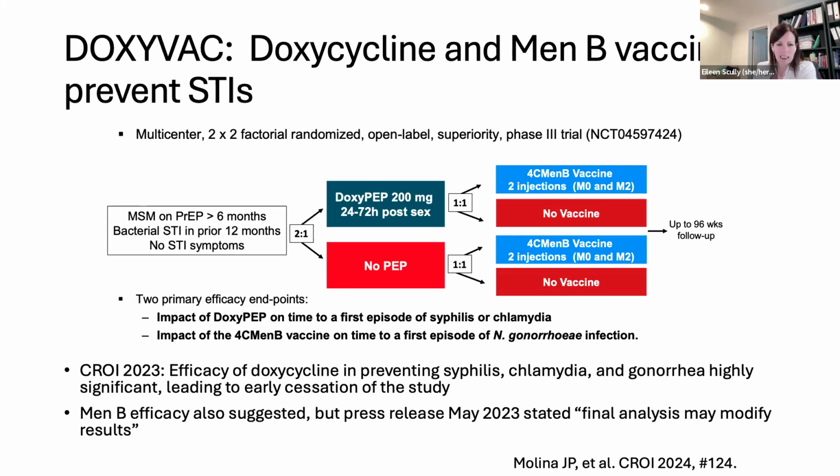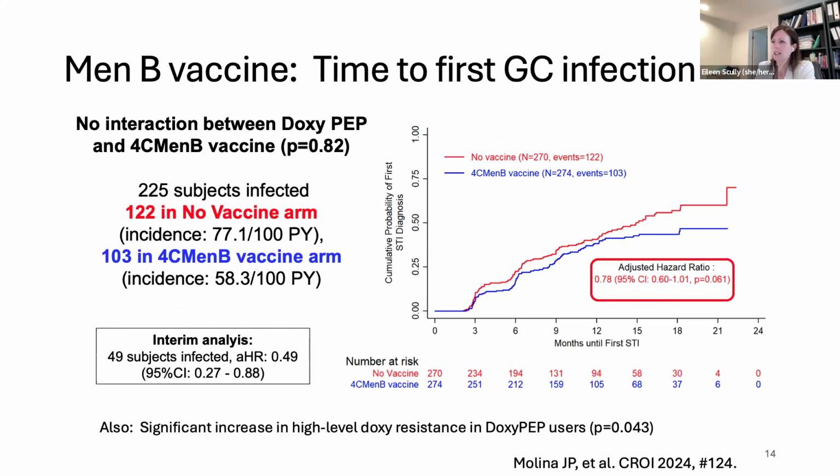But then there was this press release in May that was like, hold on, more final analysis may modify results. I think that in the interim, the UK had modified their guidelines to recommend 4CMB vaccination in this population at high risk for STIs. And so here they presented the final analysis of these results.